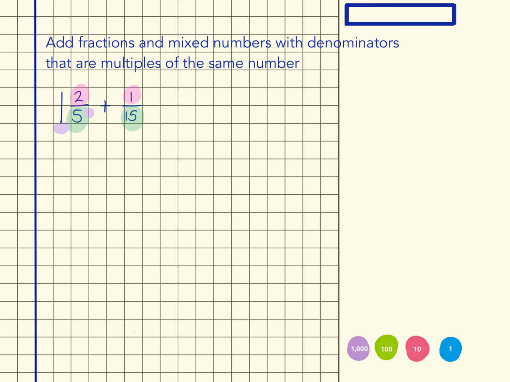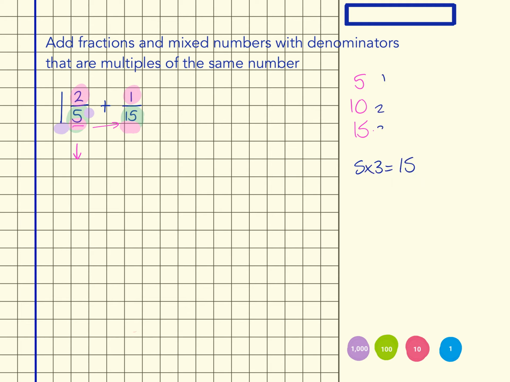So what I'm going to do here is, because here I have fifths and here I have 15ths, I'm going to first of all convert my fifths here into the same fraction, the same number of parts as the 15ths. So to do that, I am going to use my 5 times table, so I'm going to write 5, 10, 15. I'm going to stop at 15 because that's the number I want to get to, and I can see that if I take 5 and I multiply it by 3, I'm going to get to 15, okay, because this is 1, 2, 3.